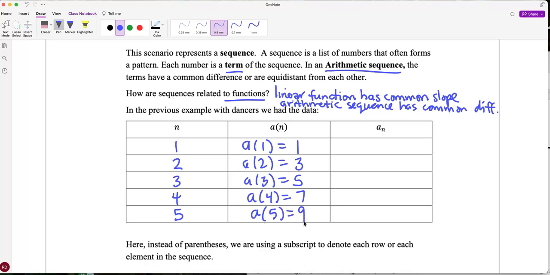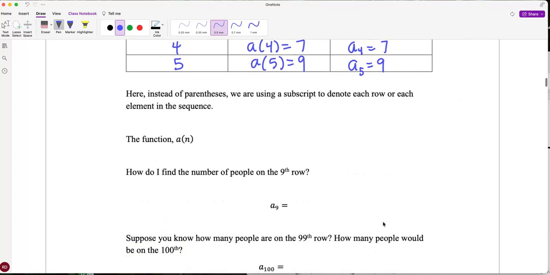Okay. Now, rather than using this function notation, we like to be a little more poetic and a little more concise. We use a subscript. A1, the first number in that sequence, was 1. A2, the second value in that sequence, was 3. A3, 5. A4, 7. A5 equals 9. Okay, so instead of using parentheses and substituting a 1 in, we're just saying A1, the first element in the sequence, A2, the second element. So we're just using the subscripts as shorthand notation.